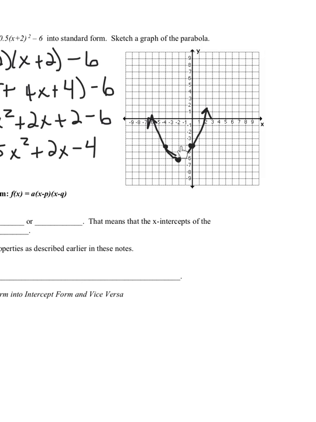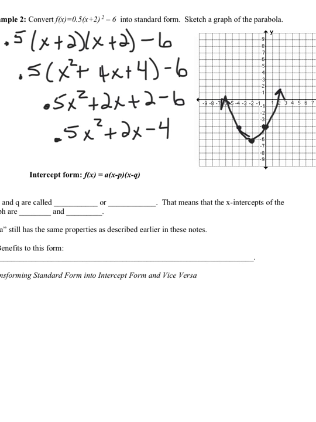So I know that if I go 2 spaces from my axis of symmetry, which would be right along here, if I go 2 spaces to the left, I'll find another point on my graph, and then I can just draw a quick sketch of my graph. And once again, the final quadratic is 0.5x squared plus 2x minus 4.